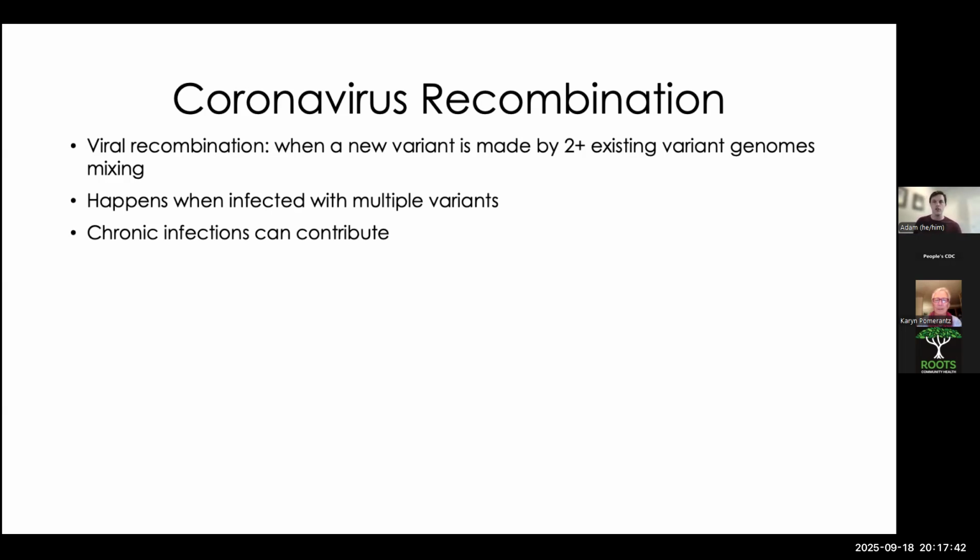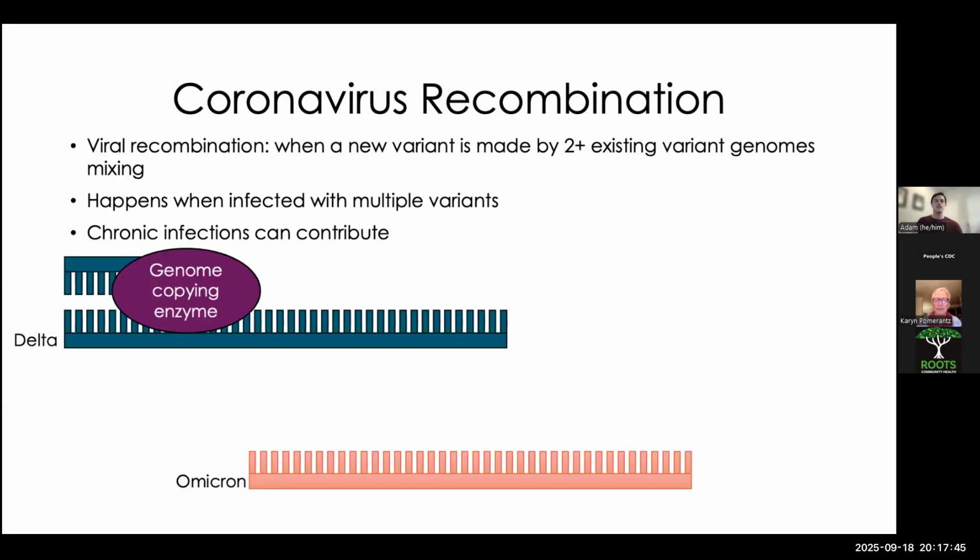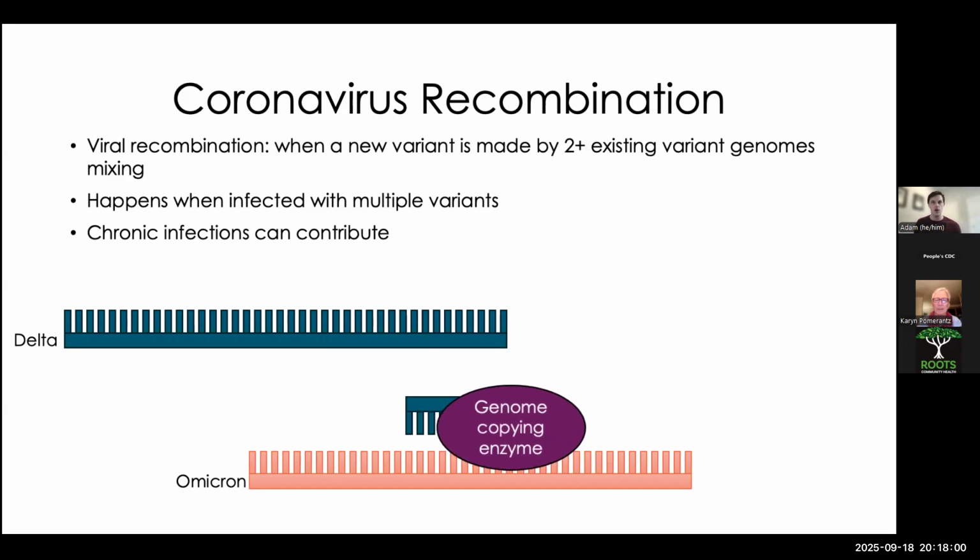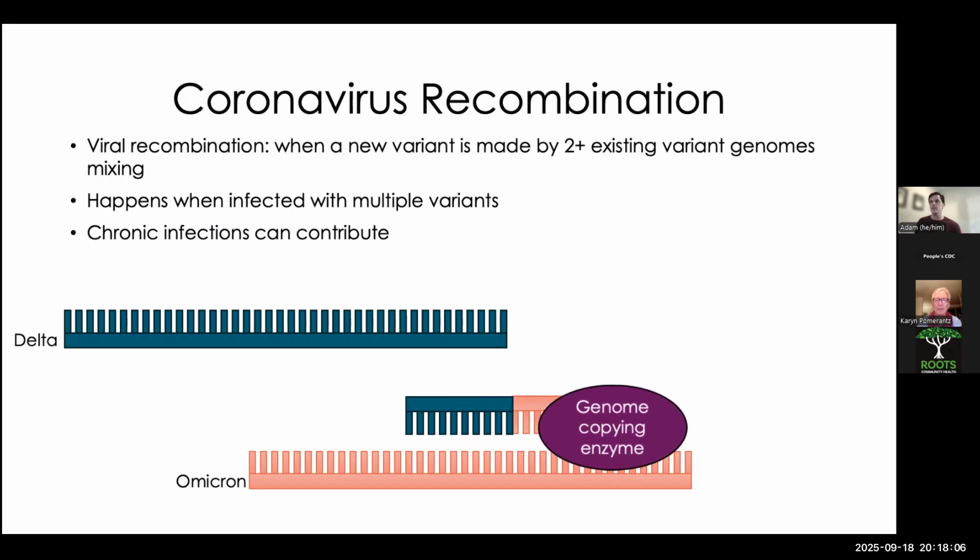And the way this recombination happens is, let's say someone has Delta and Omicron, and an enzyme is making a copy of the Delta genome. What coronaviruses can do is essentially some of the Delta genome is copied, and then the enzyme just hops over to the Omicron genome and starts making a copy of that and just tacks it onto the end of the Delta copy. So now you have this new variant as a result. You have a hybrid of Delta and Omicron put together. So that is another source of potential variants, is this recombination.